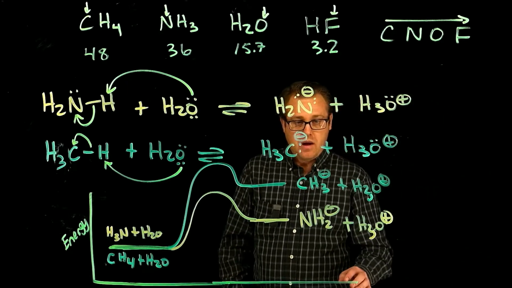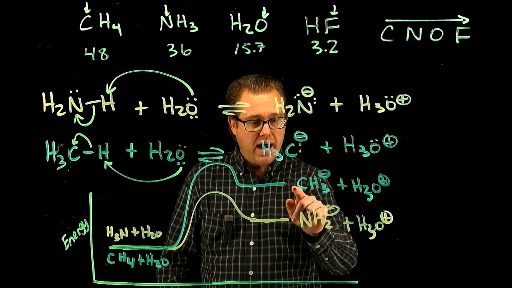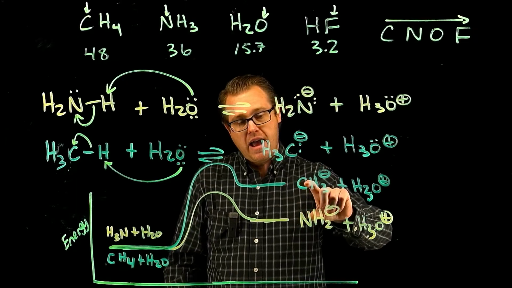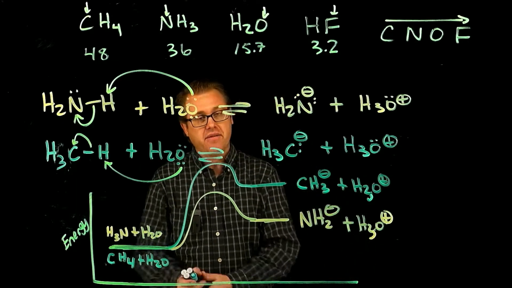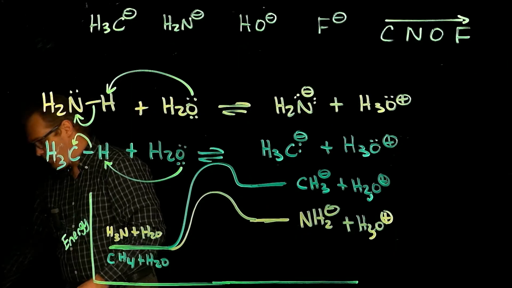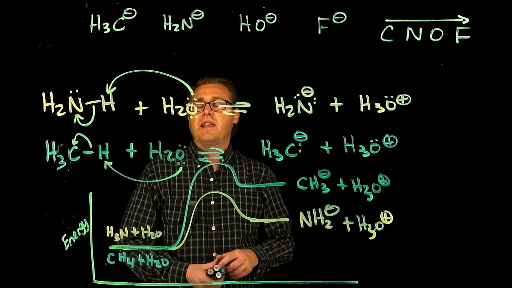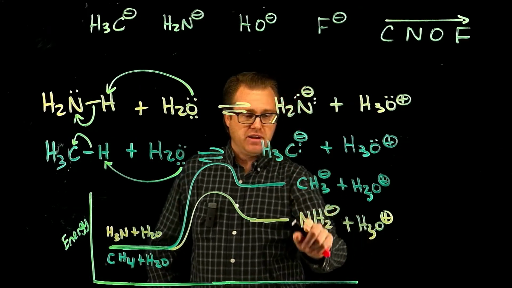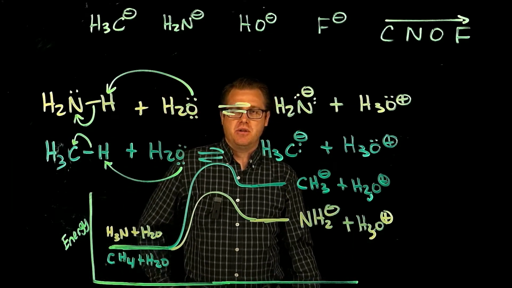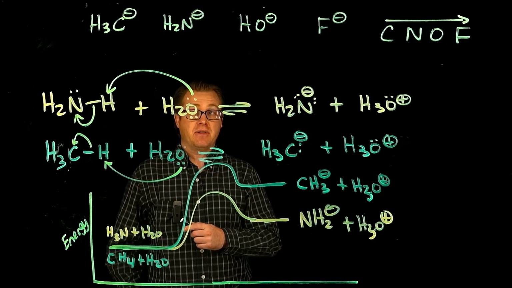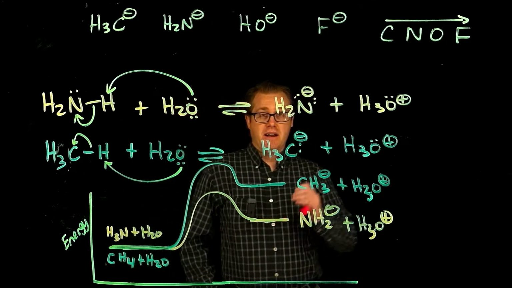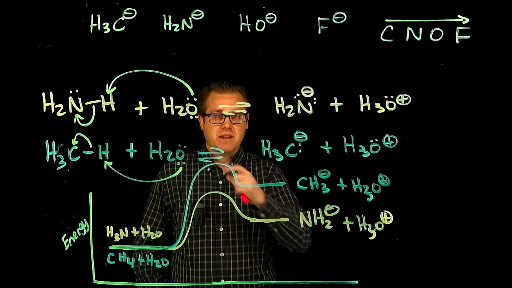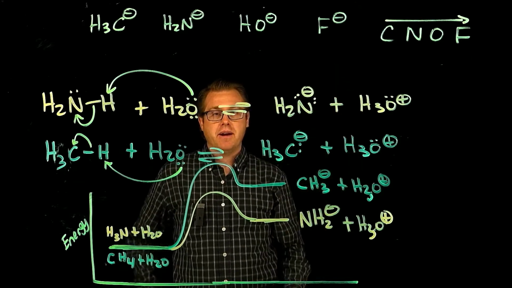Now let's talk about why, and how do I know that these two have different energy levels, even though they have the same charge. The answer to how do I know this one is higher in energy than this one is because of electronegativities. So on the periodic table, what is the most electronegative atom? It's in the top right corner, it's fluorine, right?